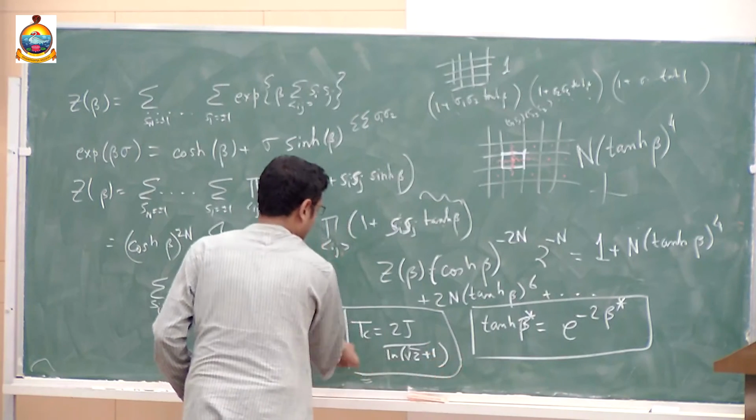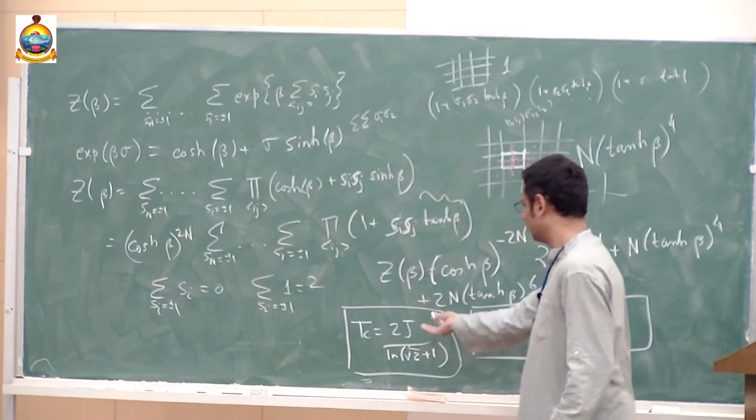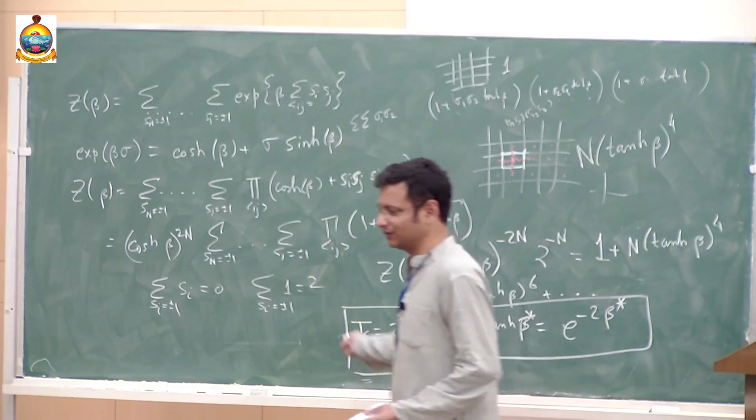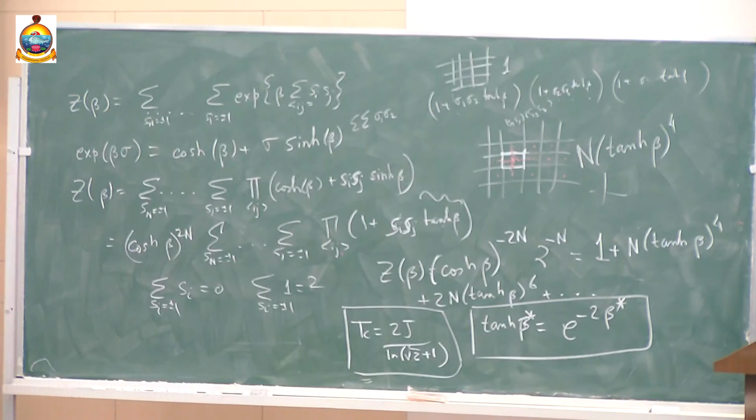just by solving that equation. And this is exactly what you got from Onsager's solution, right? Therefore, this is the proof that this is the TC, and TC is finite, it's not 0. So I hope everybody is convinced, right? Good.